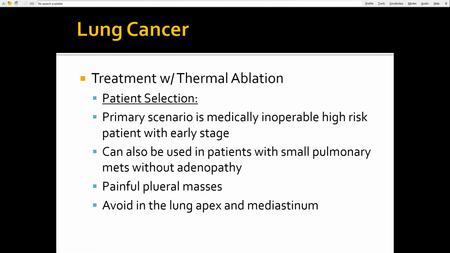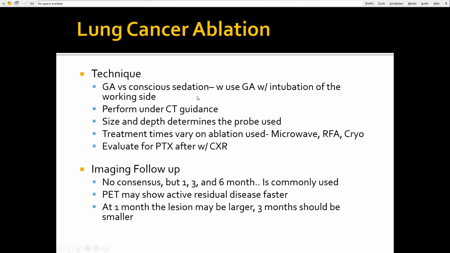So, you just got to look to see where the tumor is itself, how many there are, how big is the lesion, as to what the modality is best utilized. So we like to use general anesthesia when doing this, to help control the patient's breathing. We perform it under CT guidance, as I'm sure everybody does.